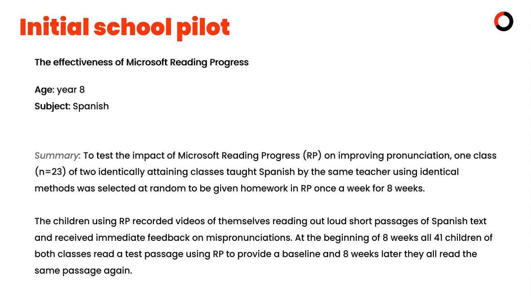The children using Reading Progress recorded videos of themselves reading out loud short passages of text and received immediate feedback on mispronunciations. At the beginning of the 8 weeks, all 41 children from both the control and the intervention classes read a test passage using Reading Progress to provide a baseline, and 8 weeks later they all read the same passage again. So Reading Progress was used as the pre and post assessment for a reading task.